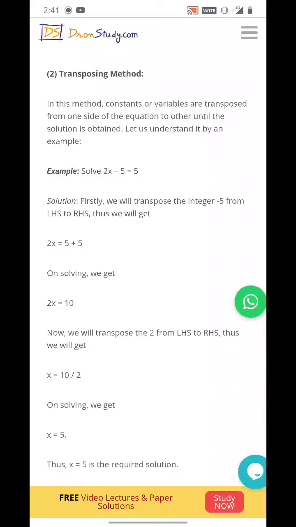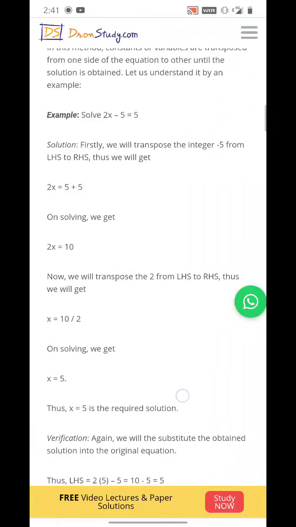The way to remember it is to just keep the variable on one side of the equation and the constant on the other side. In layman's language, we can say that the particular quantity has to jump over the equality sign, but in jumping, the sign changes. As you can see, minus 5 is being transposed to the right hand side, but at the same time its sign changes. Minus 5 becomes plus 5.